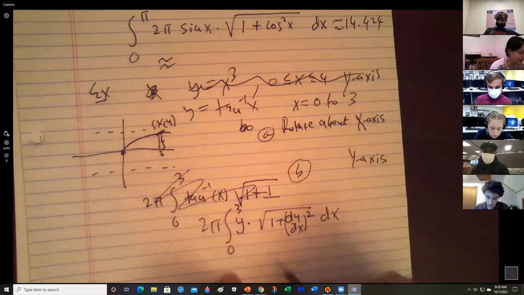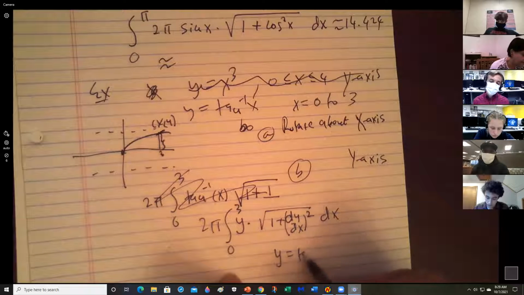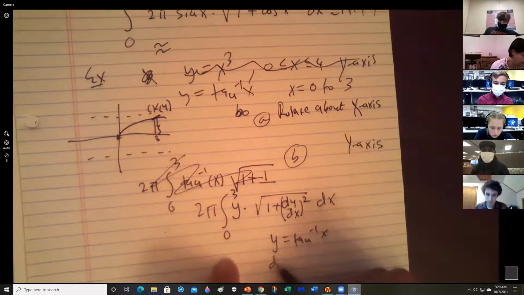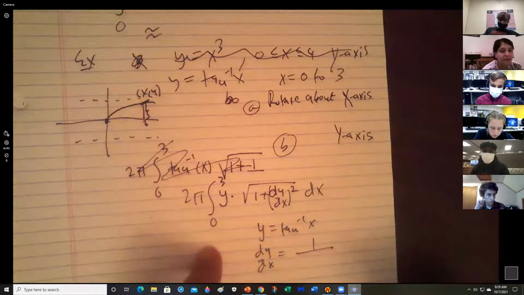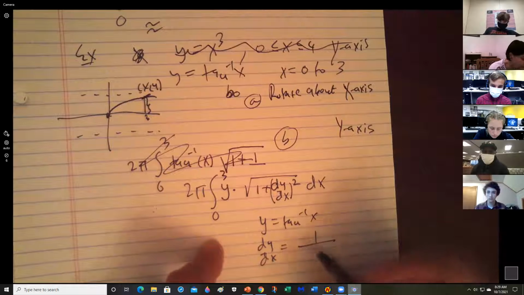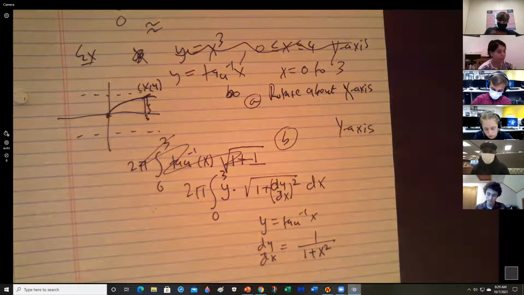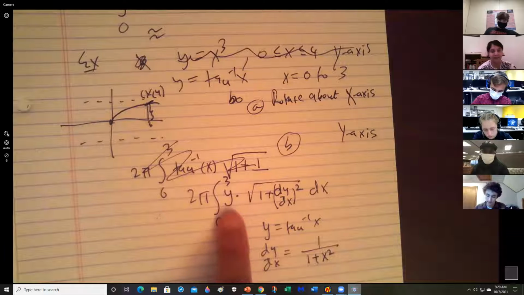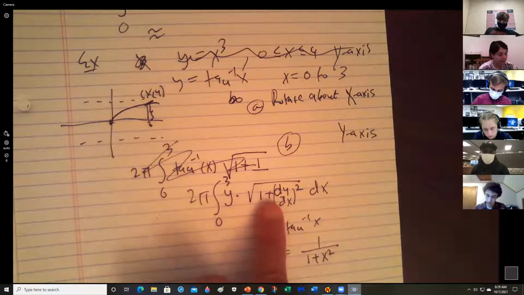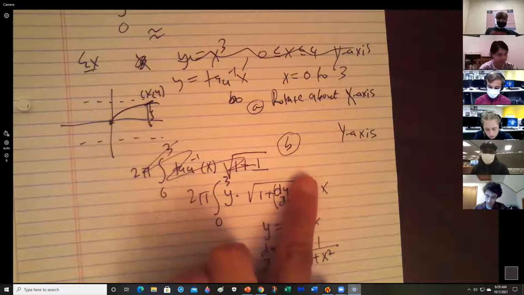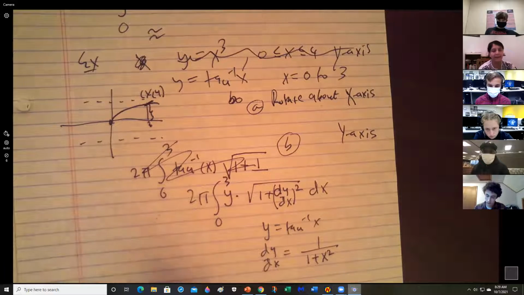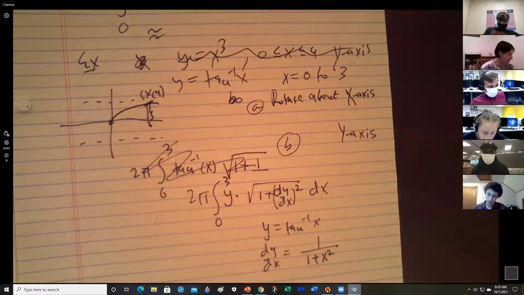What is dy/dx? Anyone? It's the derivative of inverse tangent. Yeah, so that'll be 1 over 1 plus x squared. So put those in. y will be tangent inverse x, square root of 1 plus (1 over 1 plus x squared) squared, dx, 0 to 3 and 2 pi outside. And again, you can use Wolfram Alpha to get the final answer.